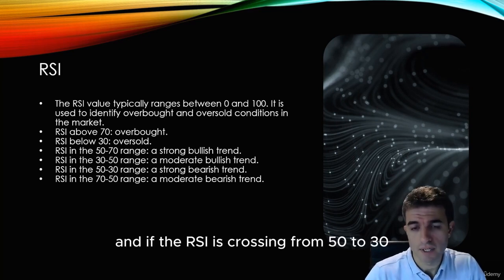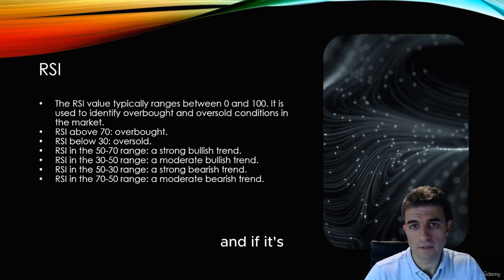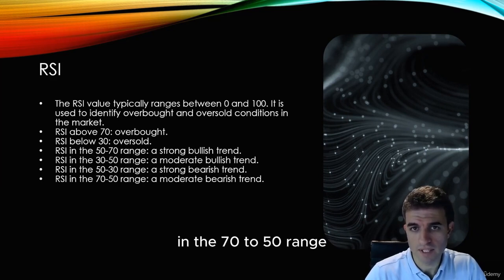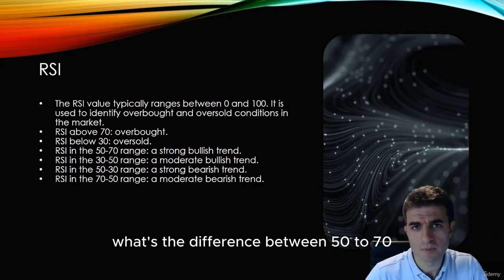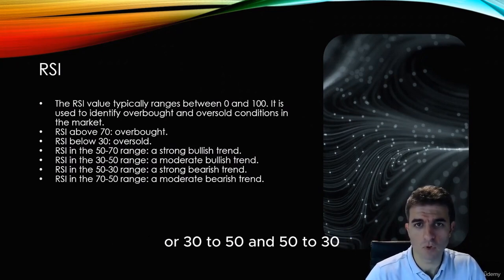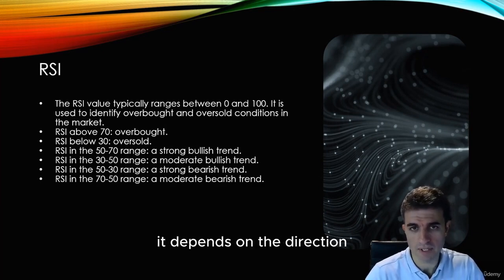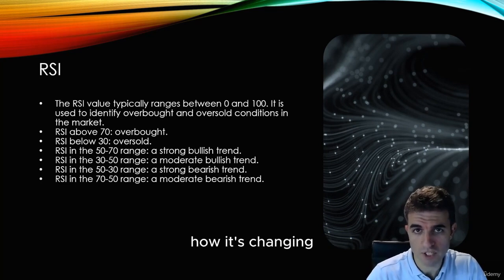And if the RSI is crossing from 50 to 30 within the range, then we consider it a strong bearish trend. And if it's in the 70 to 50 range, then in this range we consider the trend to be moderately bearish. So what's the difference between 50 to 70 and 70 to 50 in this case, or 30 to 50 and 50 to 30? It depends on the direction and the slope of the RSI, how it's changing.